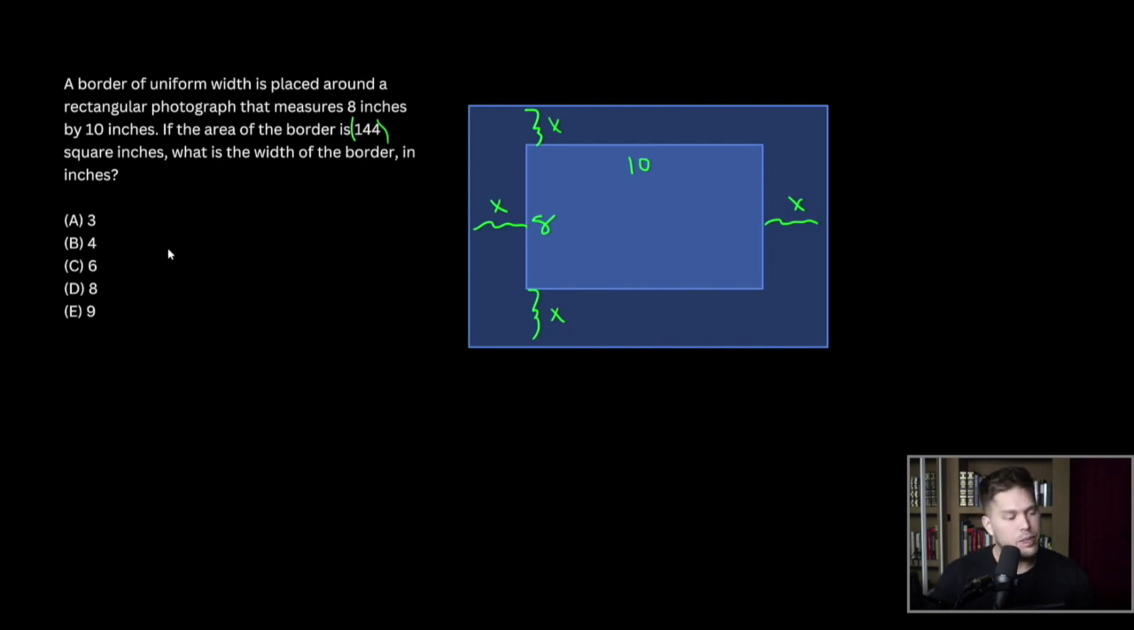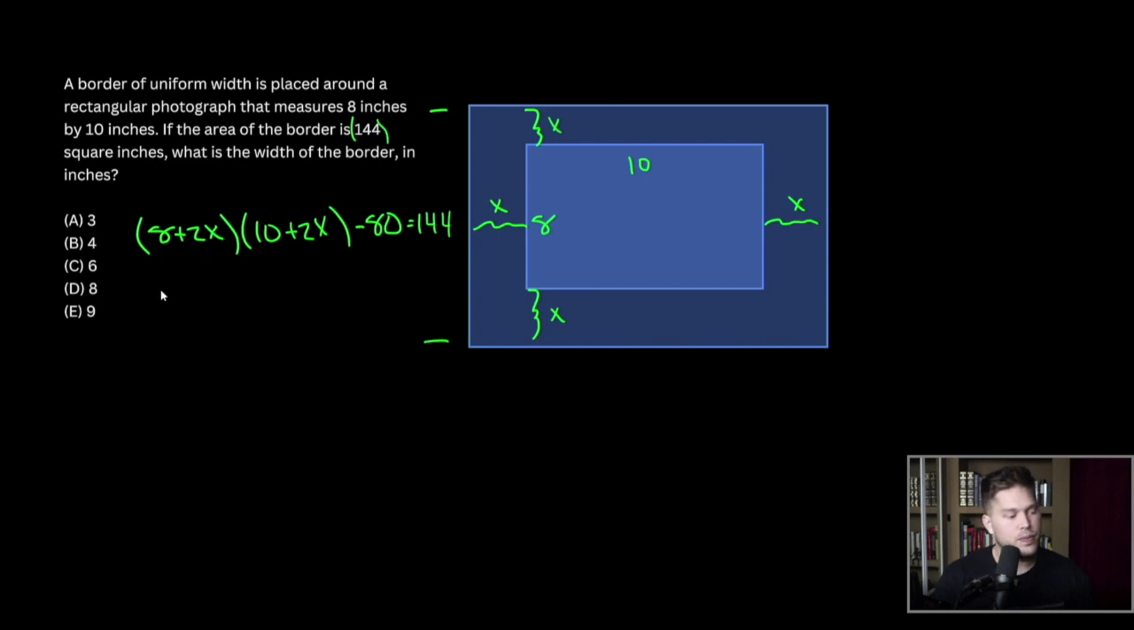So the area of our border is going to be our full length, which would be 8 plus 2x, times our full width, which is 10 plus 2x, and then we would want to subtract the area of the photograph. The photograph is 8 by 10, so we would subtract 80, and this would leave us with the area of our border, which we know is 144. Next, we can just solve the equation.